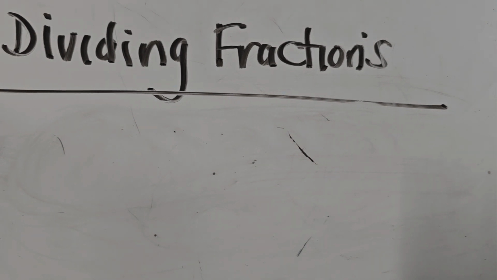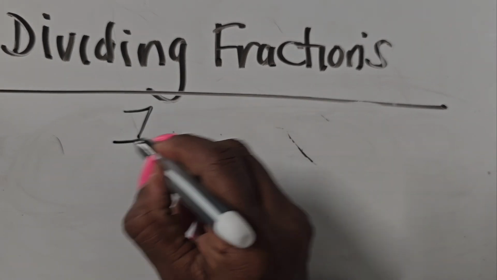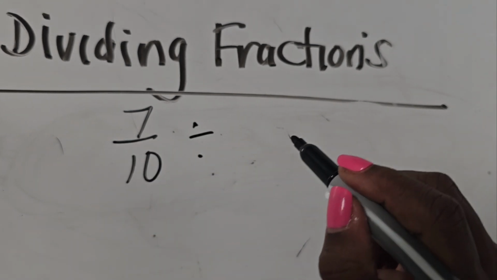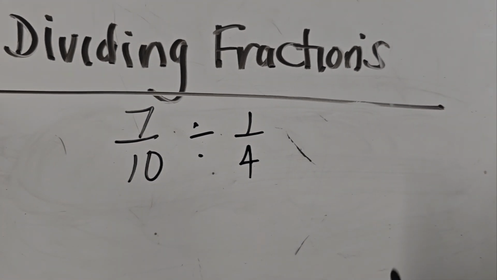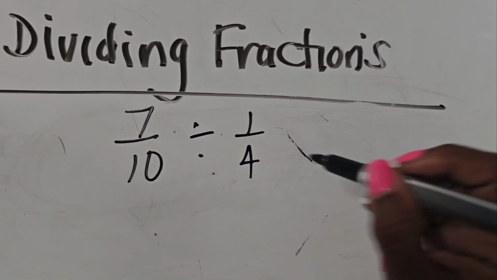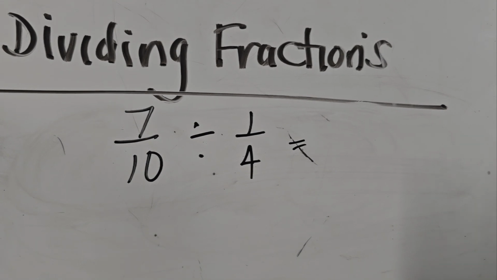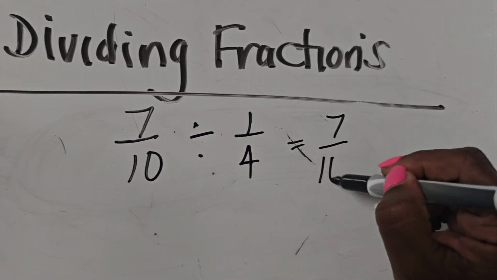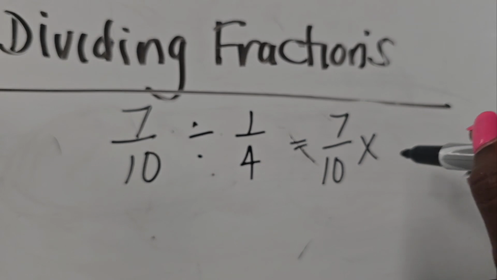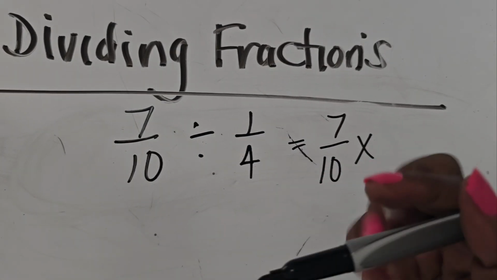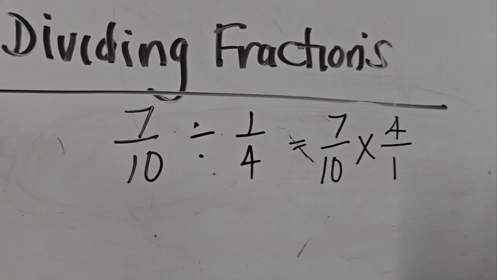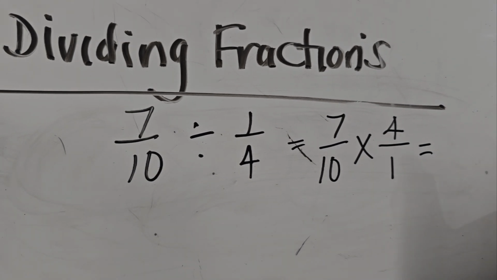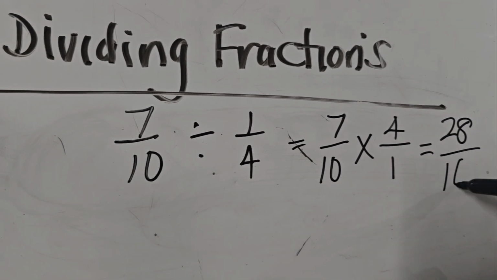Alrighty, I'm a little clean. Let's try one more. Bigger number. 7/10, maybe divided by 1/4 again. Did I use 1/4 twice? Okay, maybe that shouldn't have, but now let's move on. Step number one, change the sign to multiply. Take the second fraction and take the reciprocal. 4/1. And you're done. Cross multiply. 4 times 7 is 28. 10 times 1 is 10.